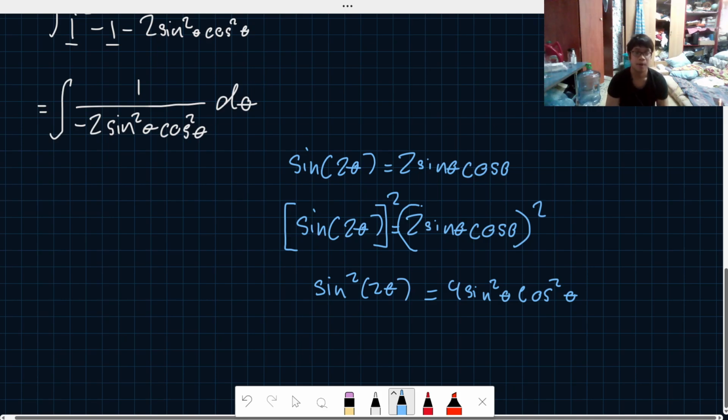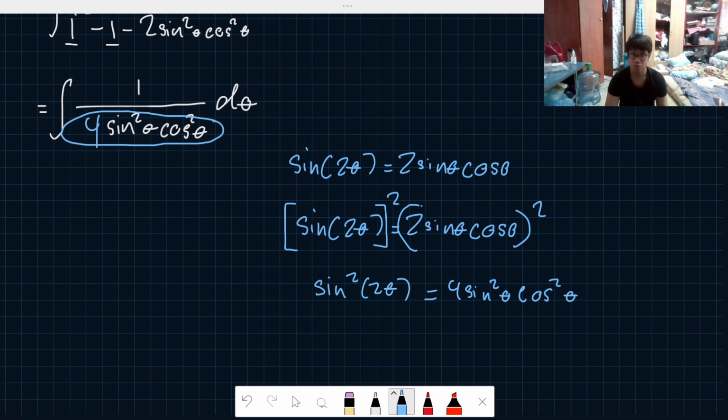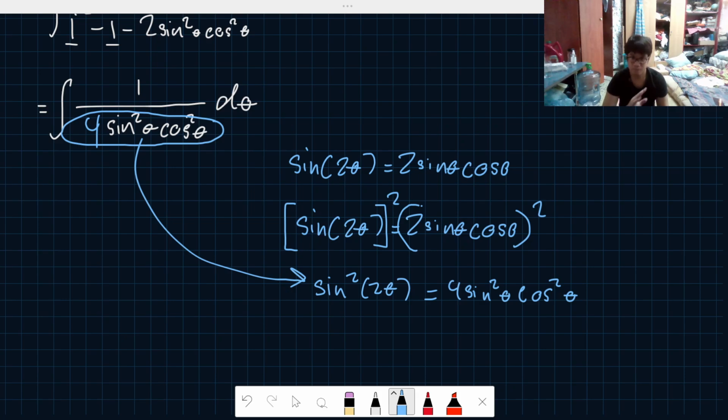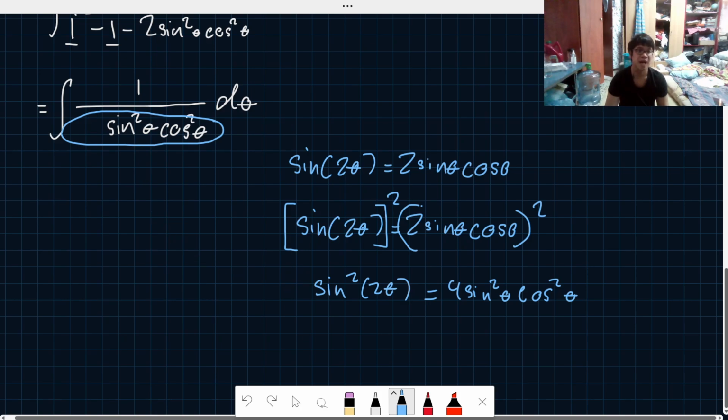You see, if we go back to the problem here, if I have 4 instead of negative 2, I can convert this into sine squared of 2 theta directly. Problem is we have negative 2 instead. So how are we able to find sine squared of 2 theta in this case?